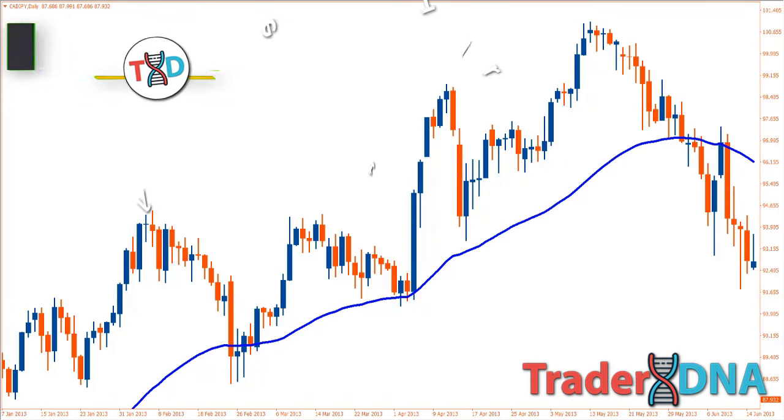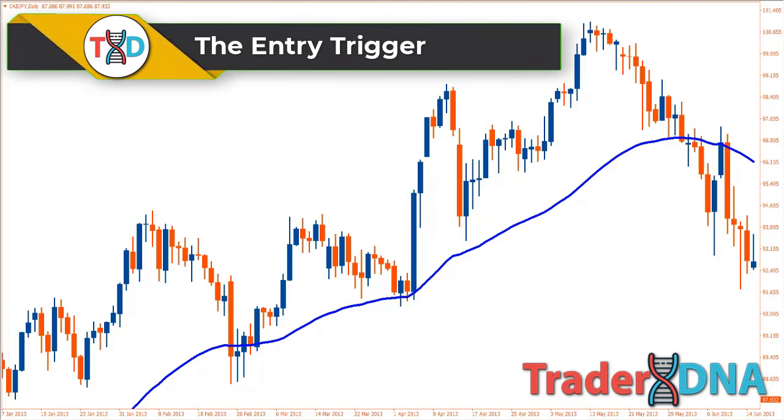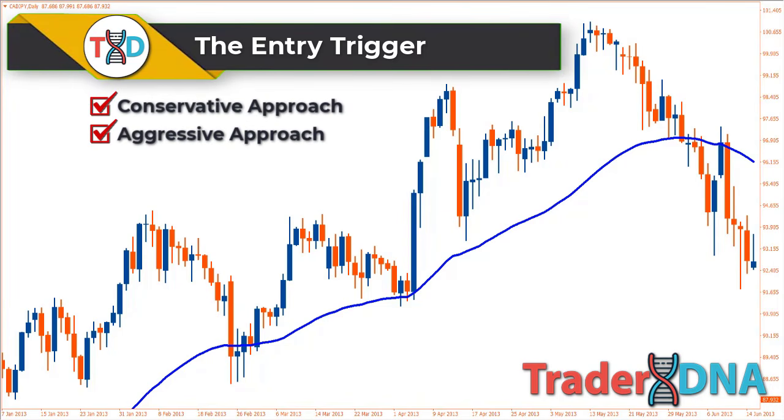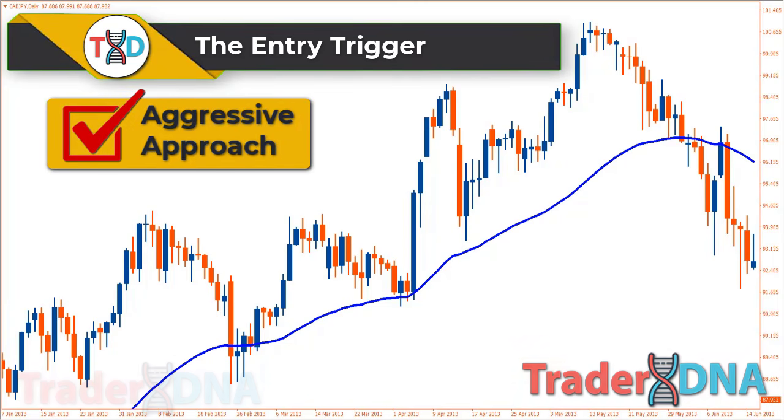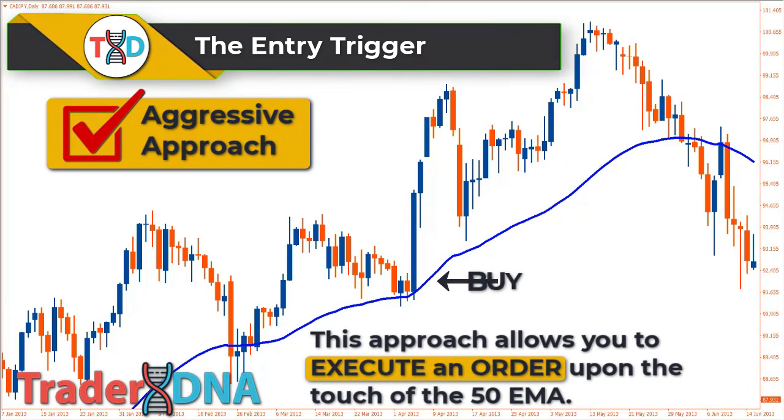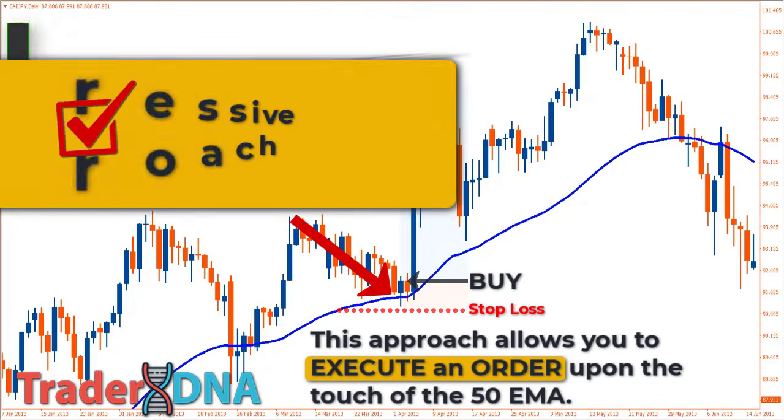The entry trigger. Now that we know the dynamics of the system itself, let's look at the two ways that I believe you can trade this method, ranging from a conservative approach to an aggressive one. The aggressive approach. This approach allows you to execute an order upon the touch of the 50 EMA. The stop loss will need to be placed arbitrarily a few pips above or below your entry, as the case may be. Notice that such a trigger would have worked phenomenally. Price hits the 50 EMA and bounces hard.